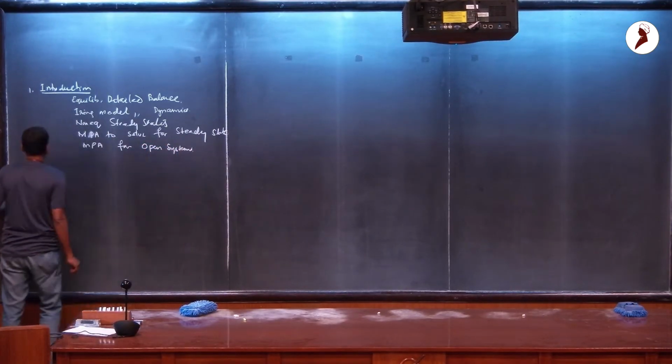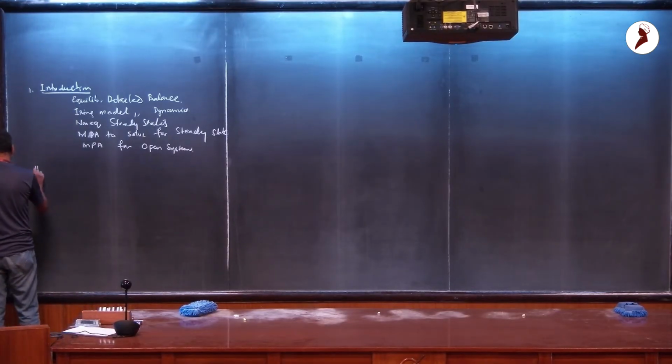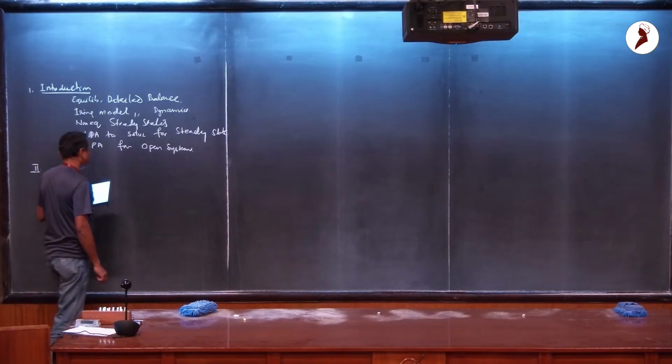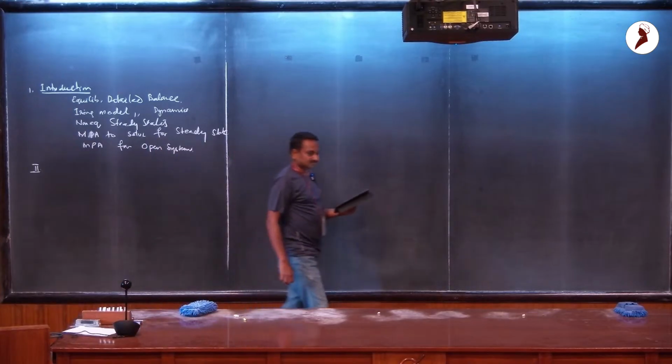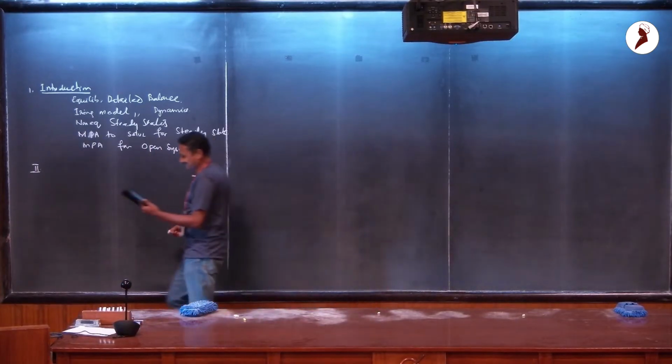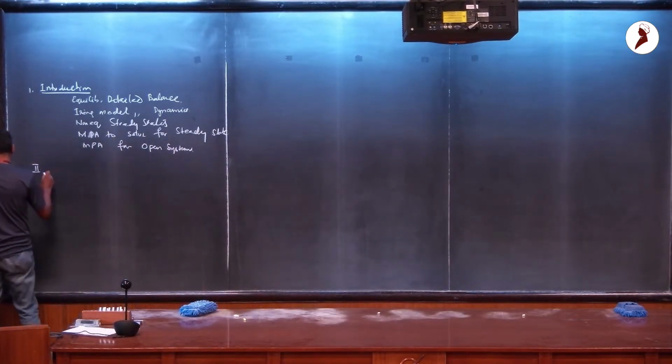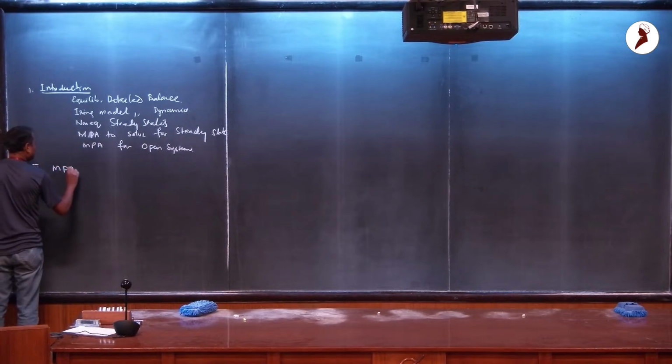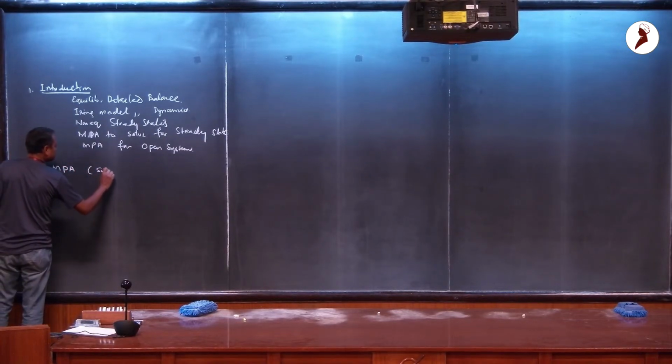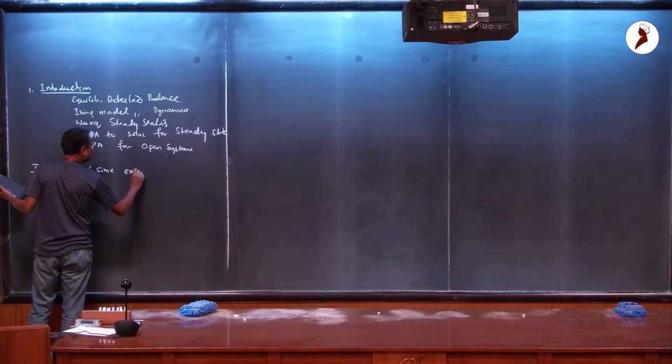This is one part, and then there is part 2. In part 2, I will talk about some interesting models with some physical relevance. So matrix product ansatz, some examples, which I believe are interesting.